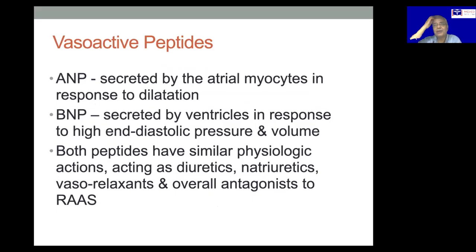Coming to vasoactive peptides, ANP, which is secreted by atrial myocytes in response to dilatation, is high in patients with pregnancy. Similarly, the levels of BNP, which are secreted by ventricles in response to high end-diastolic pressure and volume, are also raised. Both these peptides have similar physiological action, acting as diuretics, natriuretics, vasorelaxants, and overall antagonists to RAS.